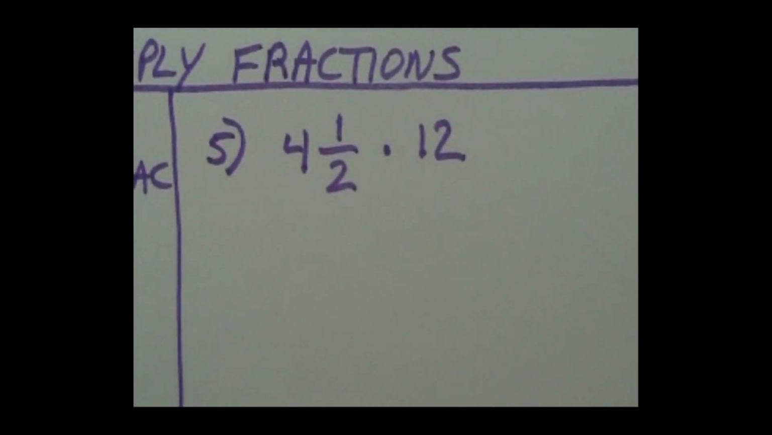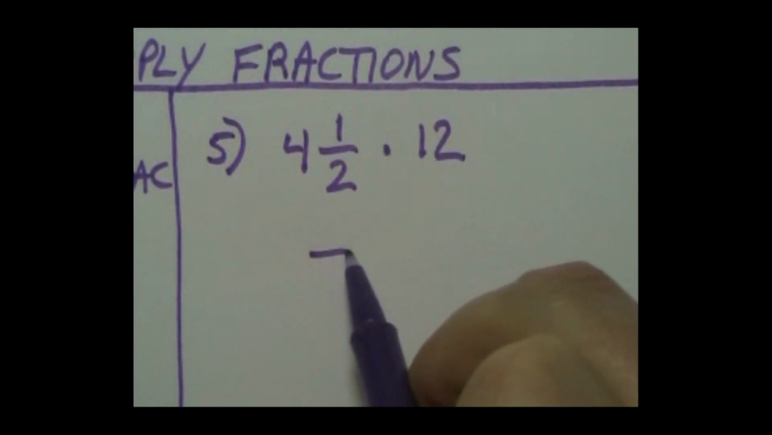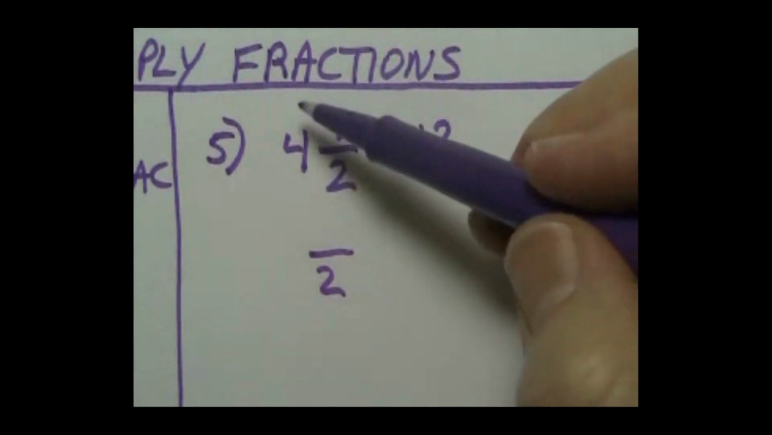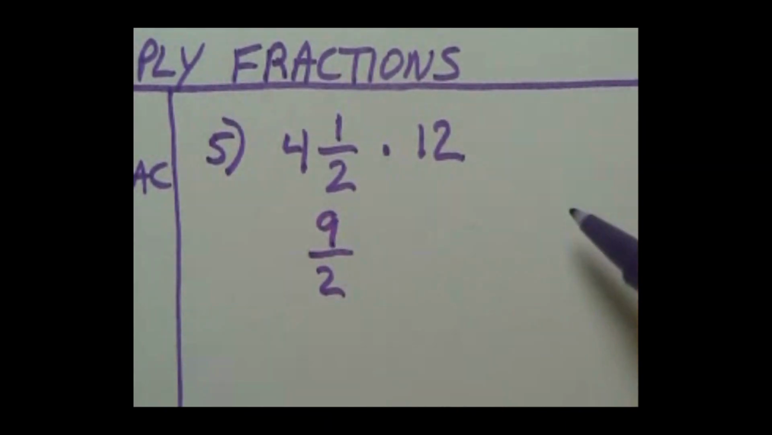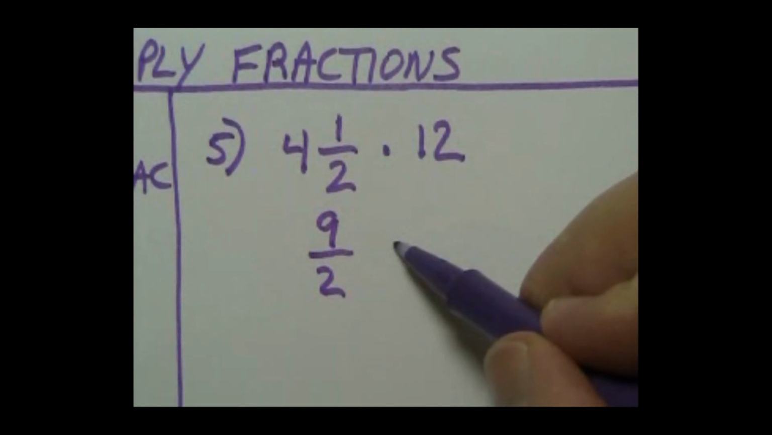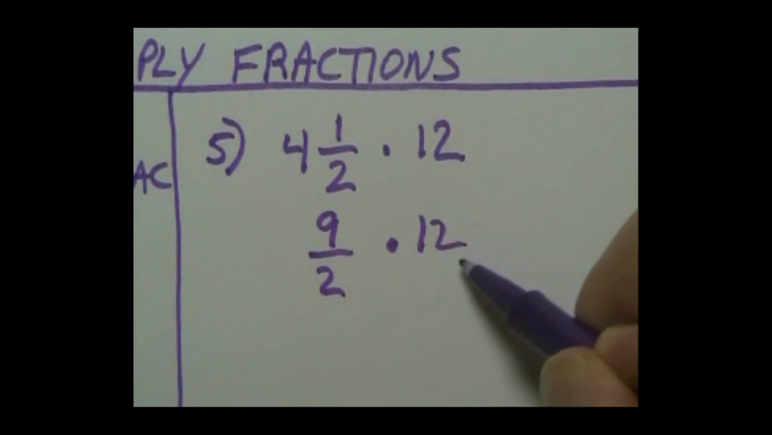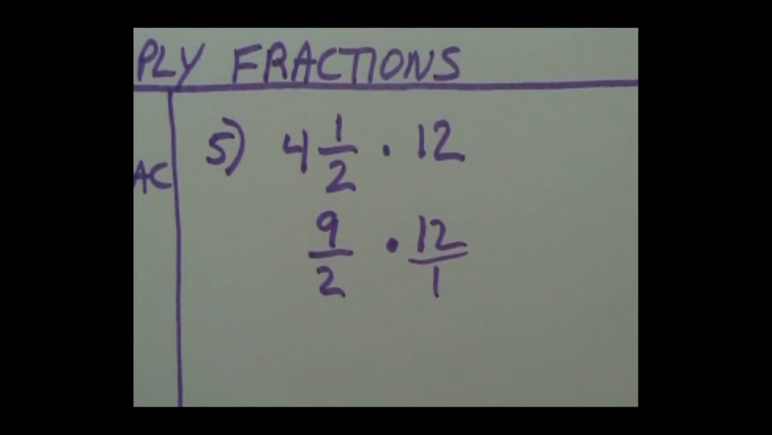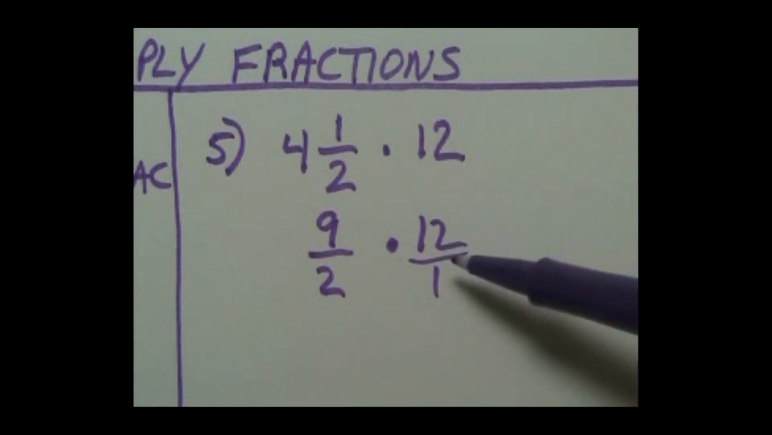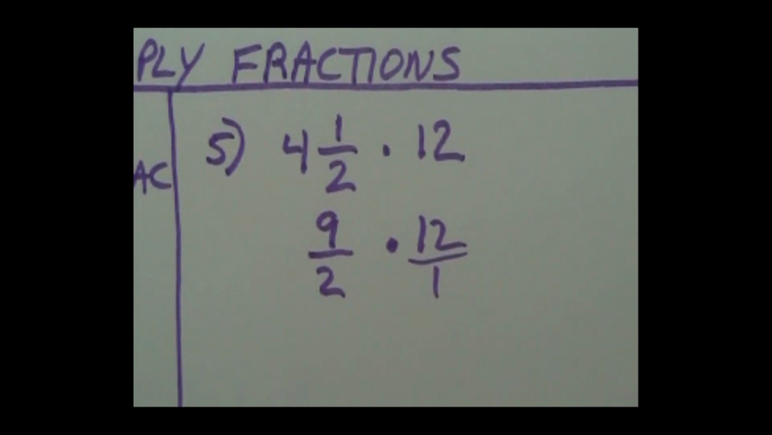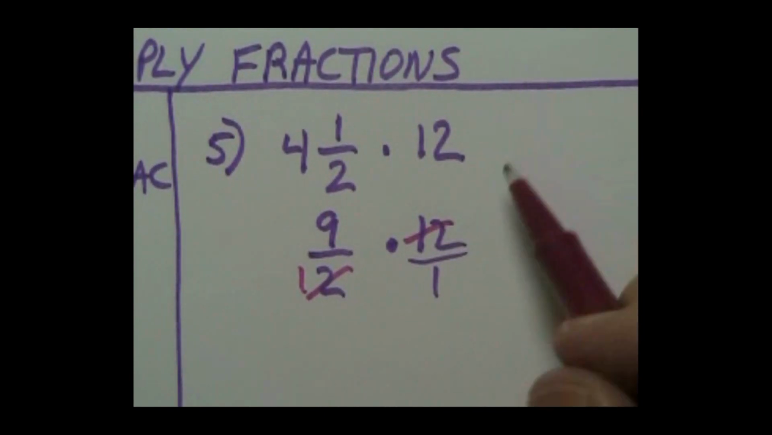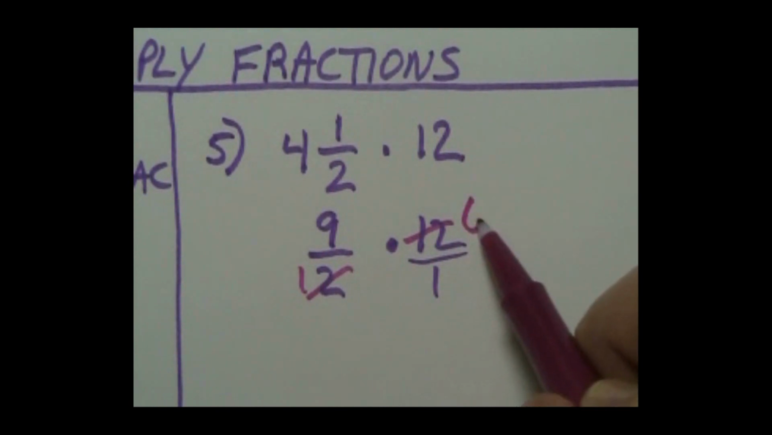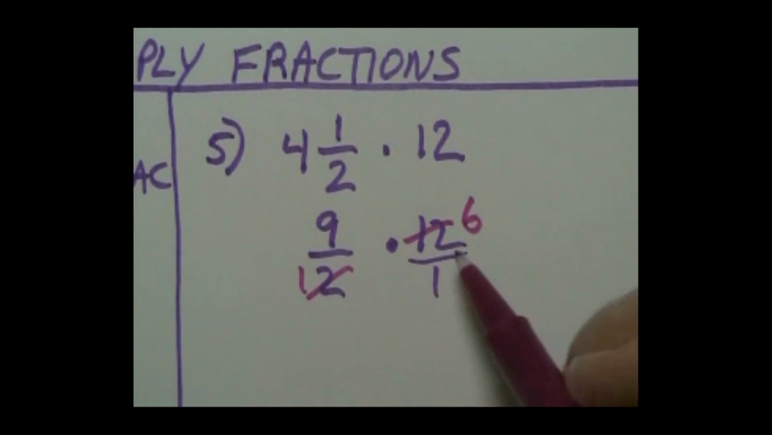So I'll just put it underneath. Denominator's 2. 2 times 4 is 8, plus 1 makes 9. So this is the same thing as 9 halves, times 12, and we'll just put a 1 under that. So now we have fractions. And we can reduce, because 2 goes into 2 once, and 2 goes into 12 6 times, and that's it.